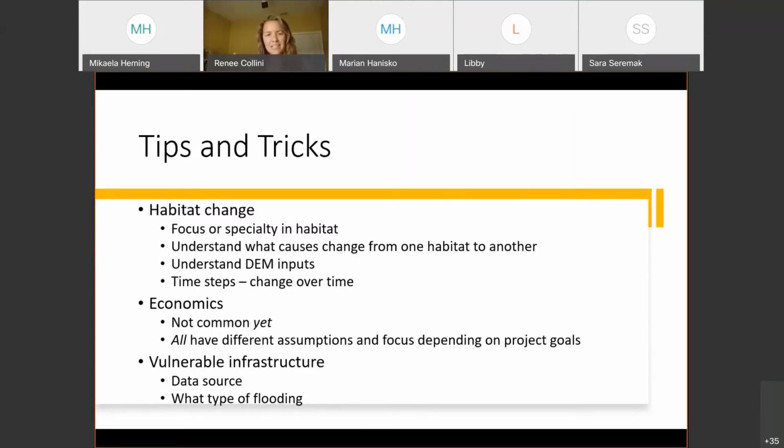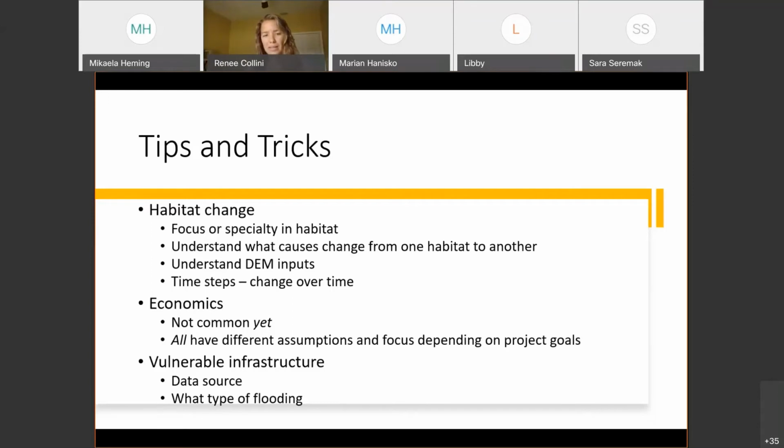Some key things to understand, especially if we're talking about vegetative habitats like marshes or mangroves or upland forests, you want to understand why the model says this is no longer a marsh, it's open water, or this is no longer a forest, this is marsh. Usually it's about the amount of time that little square has water over it. But you just want to make sure you understand that if at all possible, because that's going to help you understand a little bit about how the model functions and why.